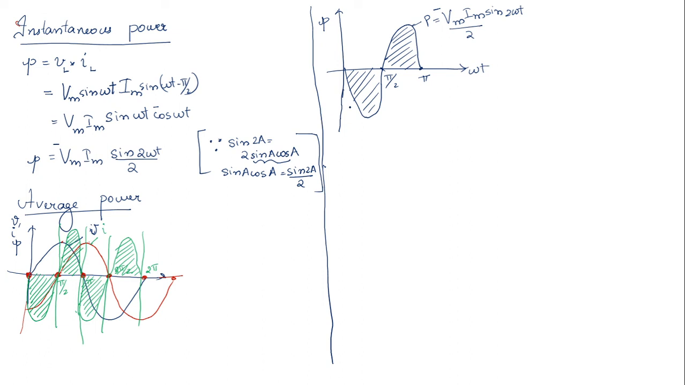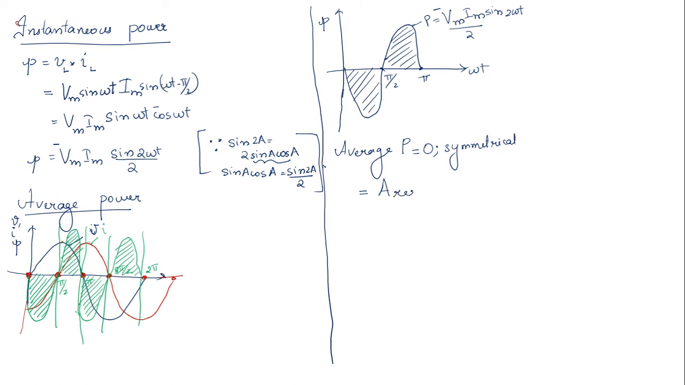Now we have to find the average power. So just by looking at the curve itself, you can understand that the positive area and the negative area are actually equal, and the average power will be equal to 0 as it is a symmetrical one. Okay. Now we are going to prove this one, that is the average power in a purely inductive circuit is equal to 0.